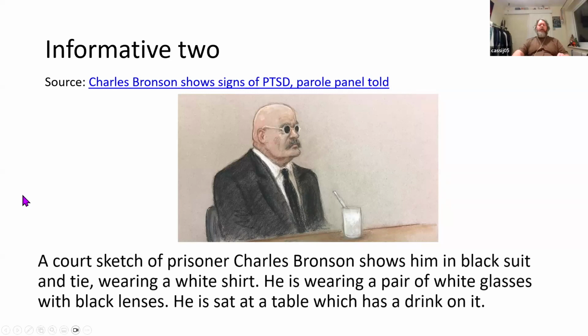So it says here a court sketch of Charles Bronson. Remind me again, Claire, what it says, court sketch? A court sketch of prisoner Charles Bronson shows him in a black suit and tie wearing a white shirt. He's wearing a pair of white glasses with black lenses. He's sat at a table which has a drink on it. See, now that is very, very detailed.